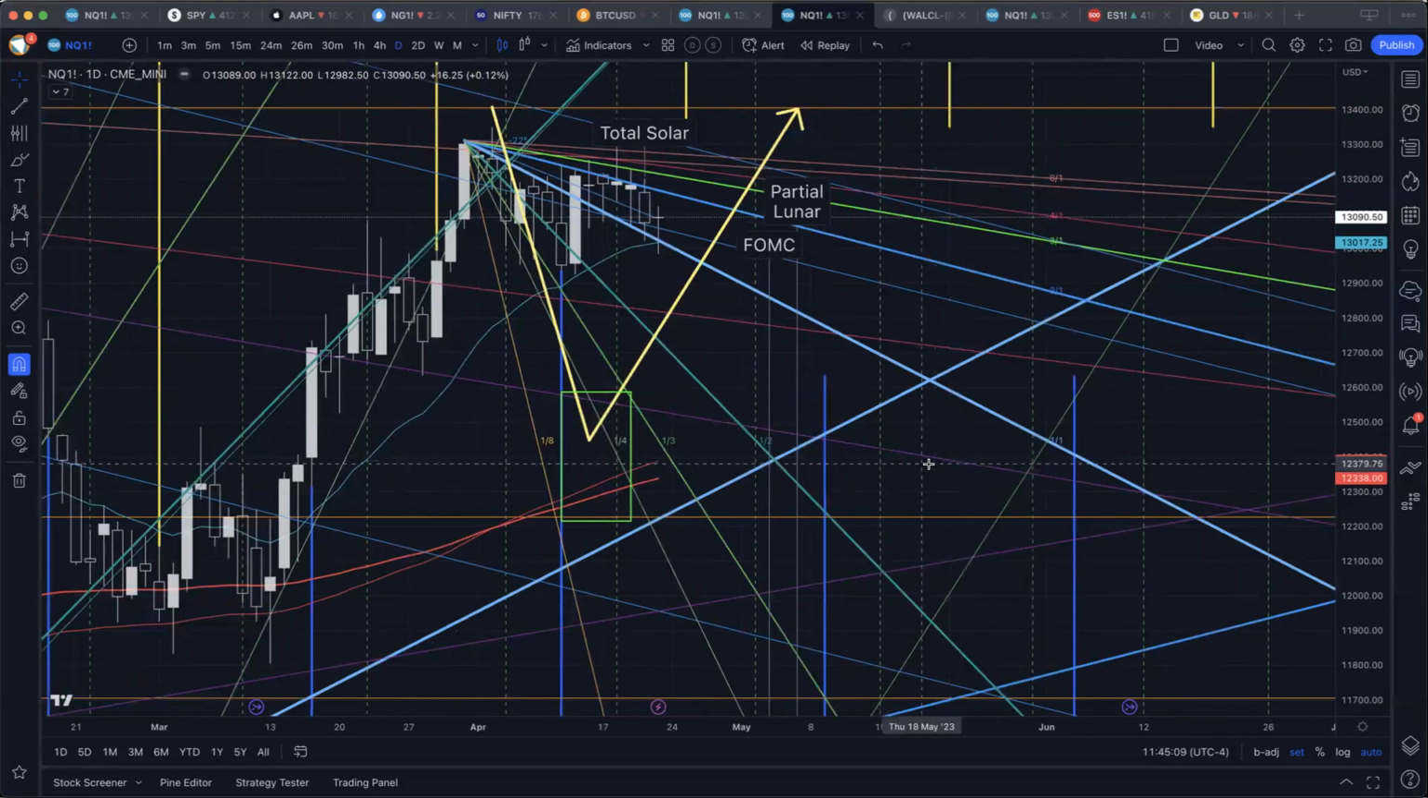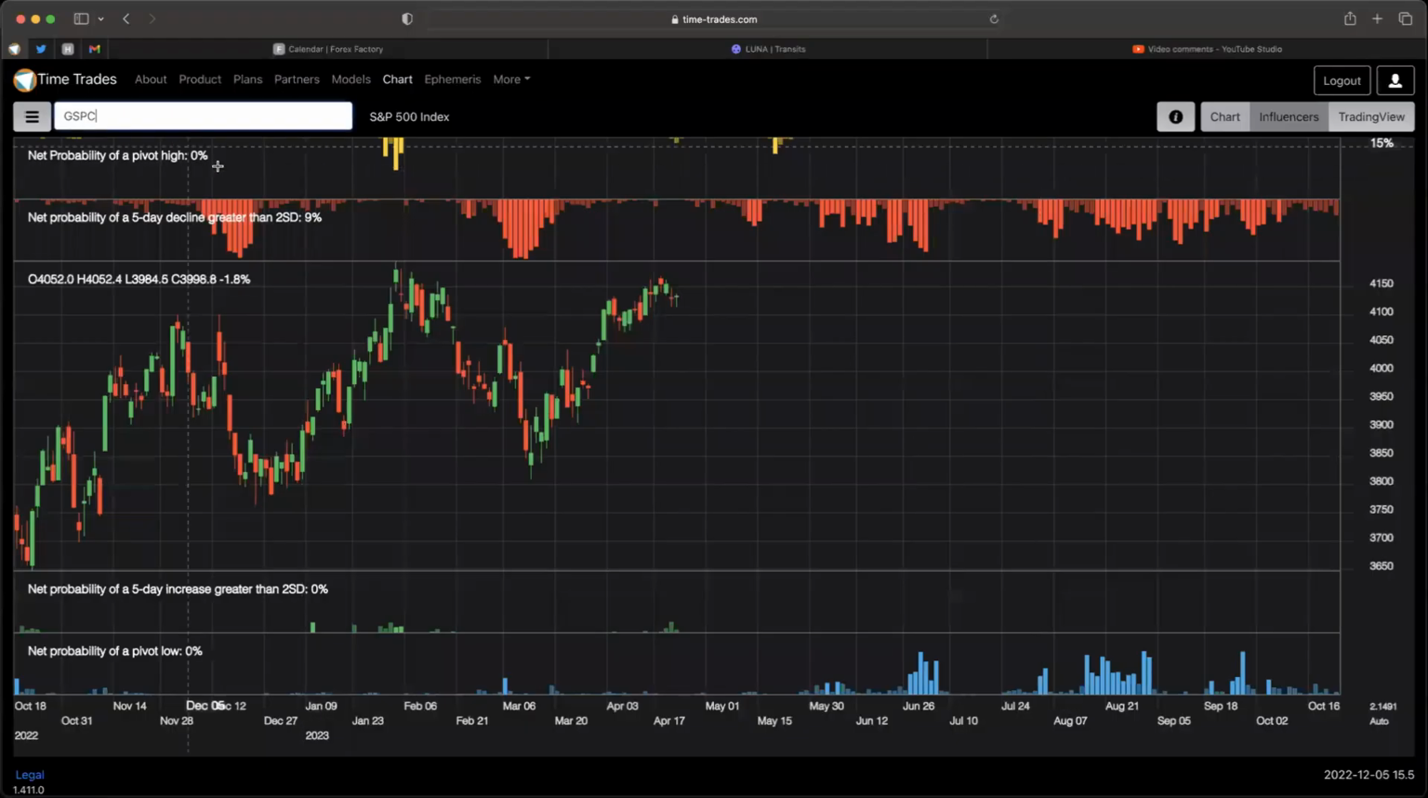Now, let's go and take a look at time trades and see what time trades is telling us with respect to some of the machine learning forecasts here. So we've got the S&P 500 up here. There's really very little in the short term with respect to the machine learning probabilities until we get to mid-May. So that's May 12th, we see a little bit of a move down.